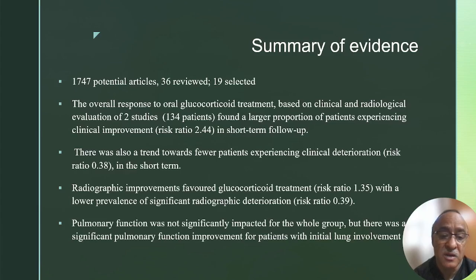Pulmonary function was, however, not significantly impacted for the whole group. However, those patients who had significant pulmonary dysfunction and lung involvement at the start of initiating therapy did register an improvement.